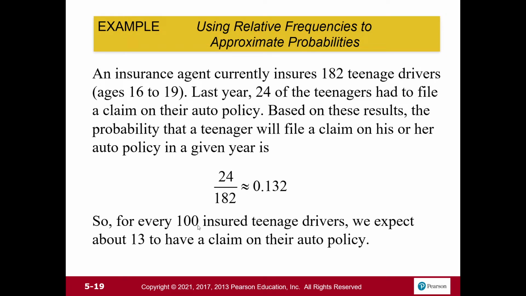So for every 100 insured teenage drivers, we expect about 13 to have a claim on their auto policy based on this. All right, so that ratio, or the proportion 0.132, is 13%. So that is 13 per 100.